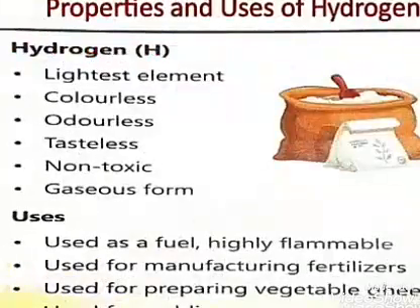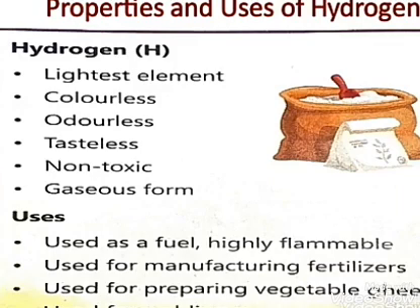Here are some properties and uses of certain elements. First element is hydrogen. Hydrogen is the lightest element. It is colorless, means it has no color. It is odorless, means it has no smell. It is tasteless. It is non-toxic, means it is not poisonous. It is present in gaseous form in nature.